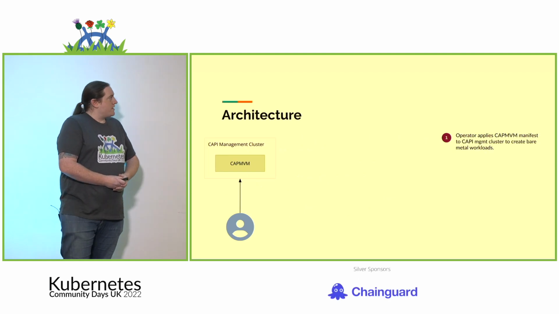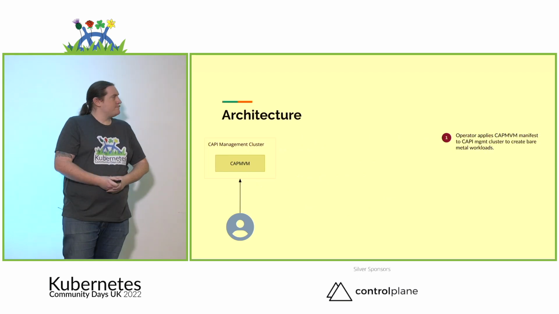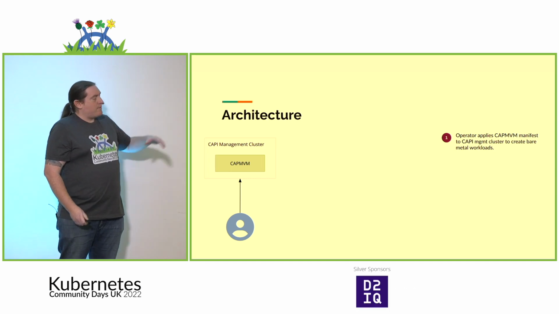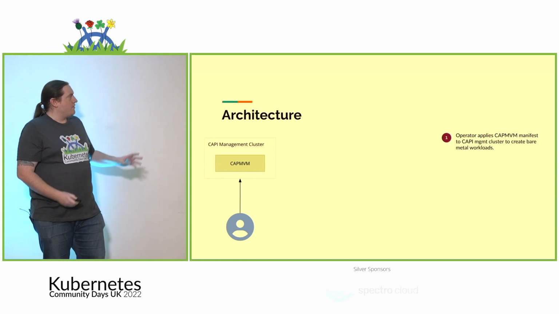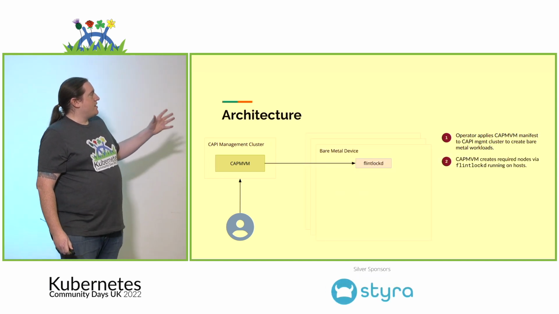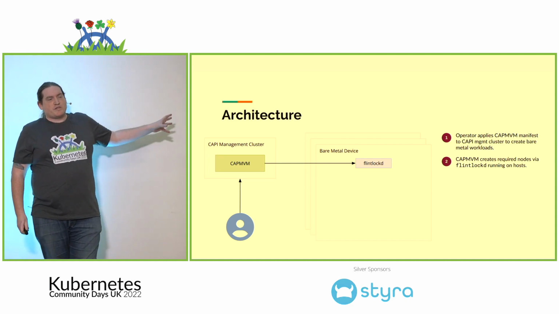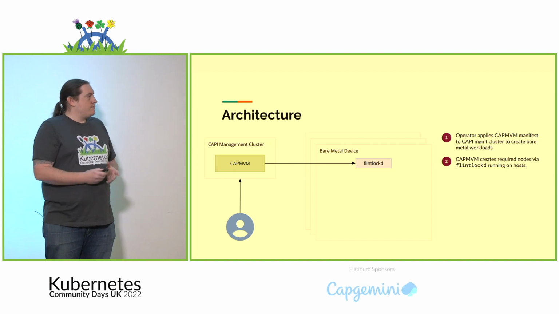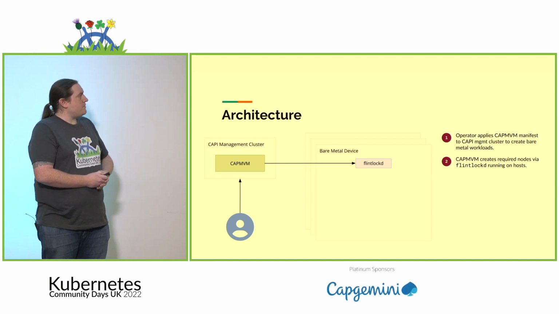So, a bit about the architecture. Sorry. We start off with a CAPI cluster, management cluster, running CapMVM. We have some bare metal devices. Again, these can be virtual machines as well. Running Flintlock D, which is a service running on the machine.